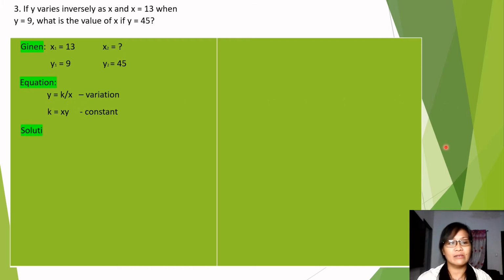And for our solution, finding our constant, k is equal to xy, then substitute the given. K is equal to, our x is 13 and y1 is equal to 9.